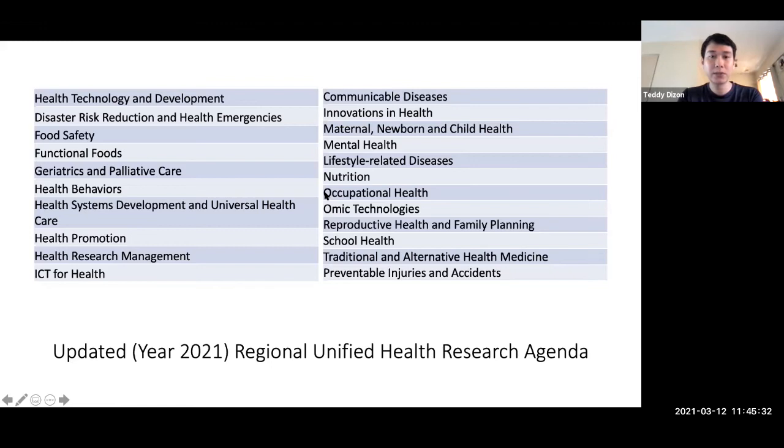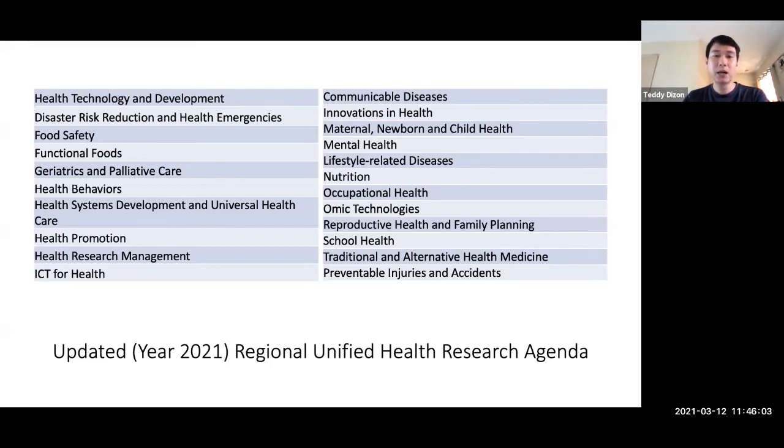Please share the results. So for this health technology, is it feasible? So yes, 55%. Disaster risk reduction, 91%. Food safety, 82%. Functional food, 64%. Geriatrics, 82%. Healthy behavior, 73%. And then 82% health systems development and universal healthcare. Please stop sharing and let's move forward for the next poll for feasibility.